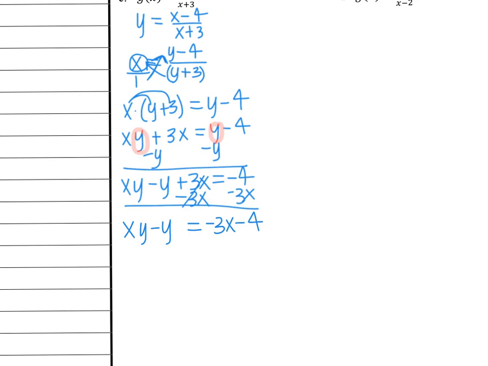So at this point, we're almost there in getting y by itself. But if we look at this right here, we can factor out a y, so you're taking out a GCF of y from x times y minus y. So I'm going to take out a y as a GCF, and then think about y times what would give me xy back?